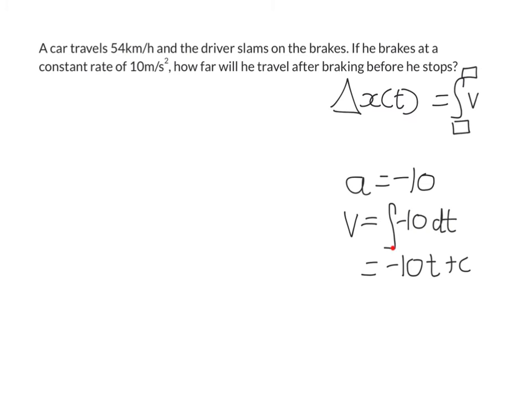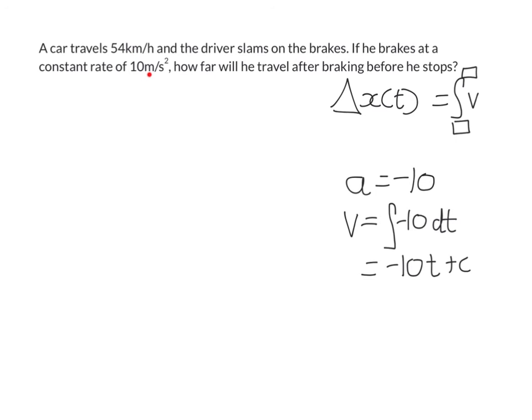So we don't have any limits here. Why is that? Well, we need to find the velocity function. We don't want a numerical answer here. We don't want to find the change in velocity. We need the velocity function. So we need to figure out what this c is. This is an indefinite integral, which is why there is a c value. So this c value is just going to be the initial velocity.